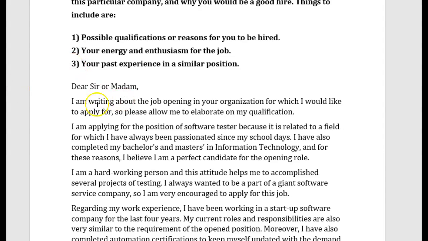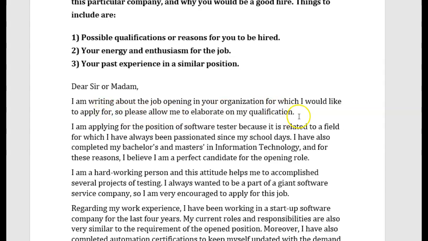Okay, so I'm writing about the job opening in your organization for which I would like to apply. Why? Because, yeah, you do need the for, but since you put it here in the formal style before your relative pronoun which, you don't need to use it again here. So you have to make a decision either here in the beginning of the clause, which is where you put it, which is more formal, or here at the end, which is less formal, okay? But you can't use it both. So personally, I prefer this because it's higher level and it's more formal. So my suggestion is to get rid of it here.